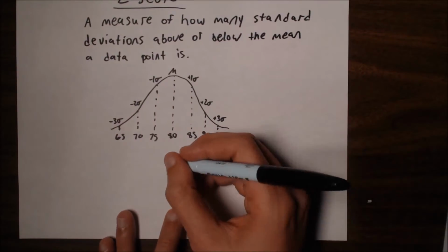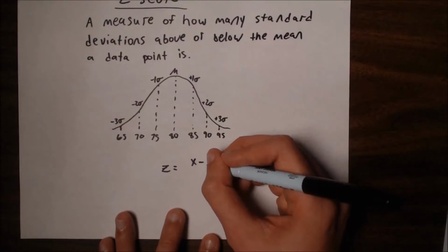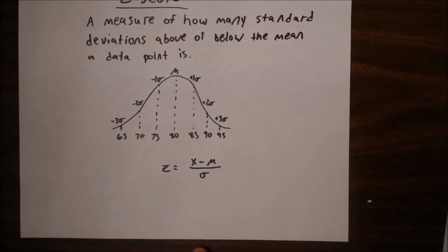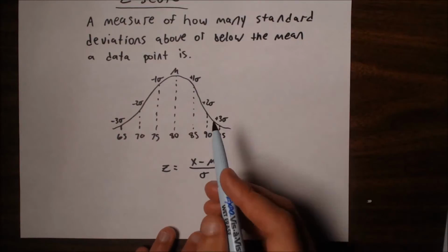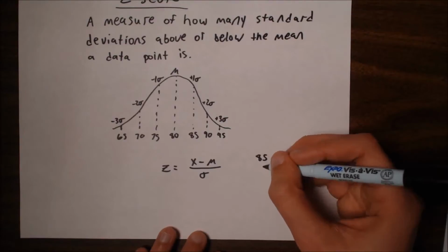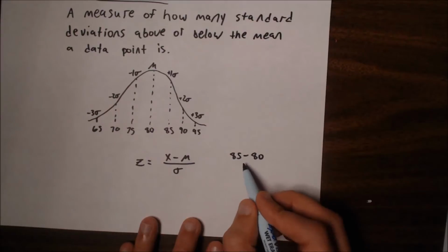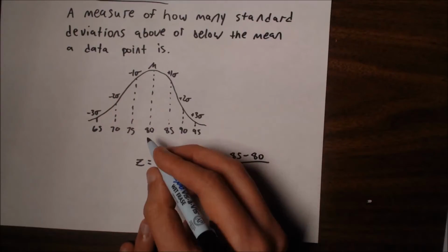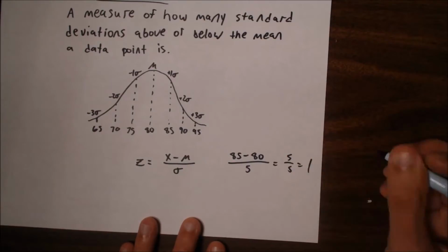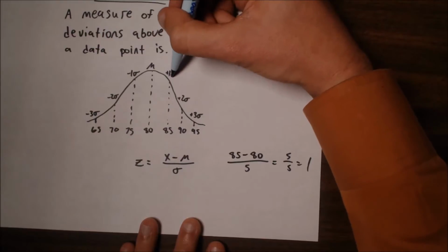The formula for it is this. The z-score is your data point minus the mean, divided by sigma, the standard deviation. So as you can see, for example, let's say you had an 85 on a test. That'd be 85, minus the mean, which is 80. Well, what's the difference? It's 5, right? Divided by the standard deviation, which in this case is 5. So you get 5 over 5, which is 1. Of course, we know that's going to be the case because this is right on 1 standard deviation above the mean.